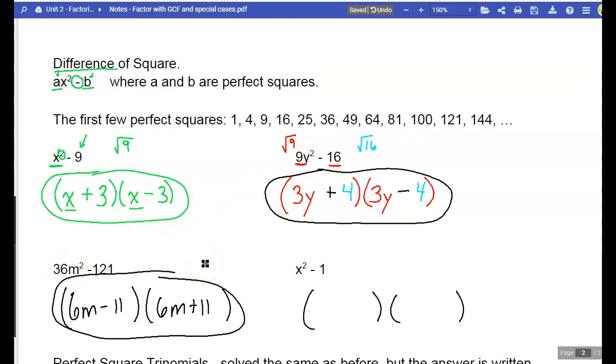How'd you do? Did you get 6m minus 11, 6m plus 11? Because the square root of 36 is 6. The square root of 121 is 11. That's where these come from. And then always a plus or minus.